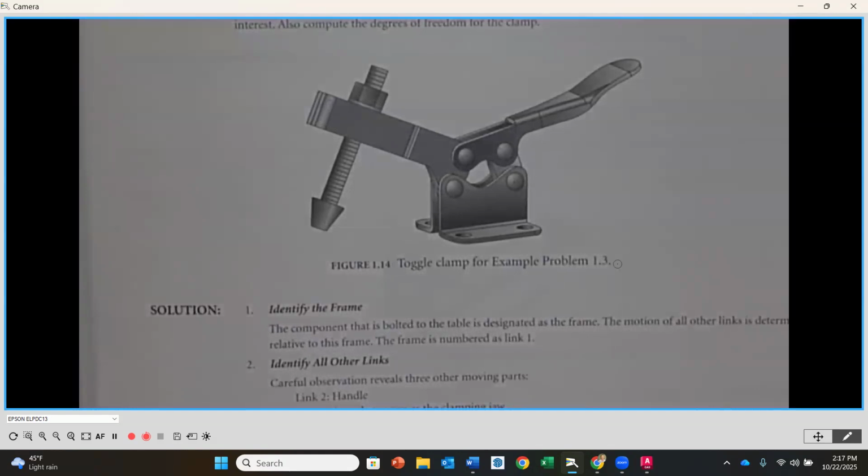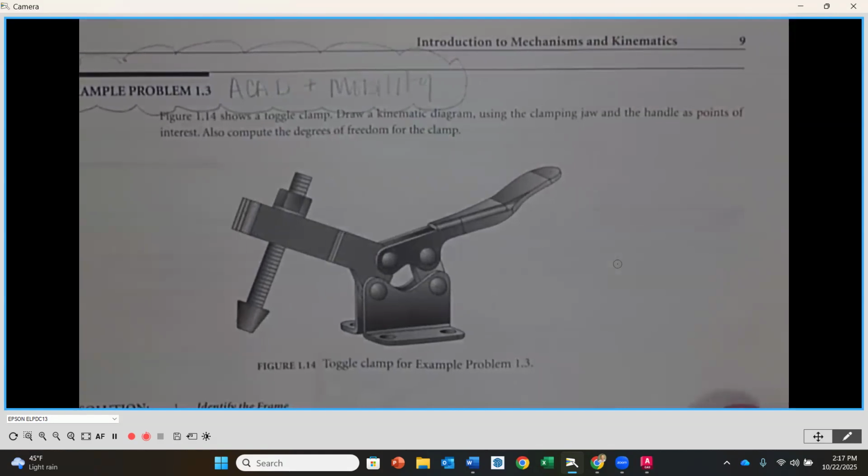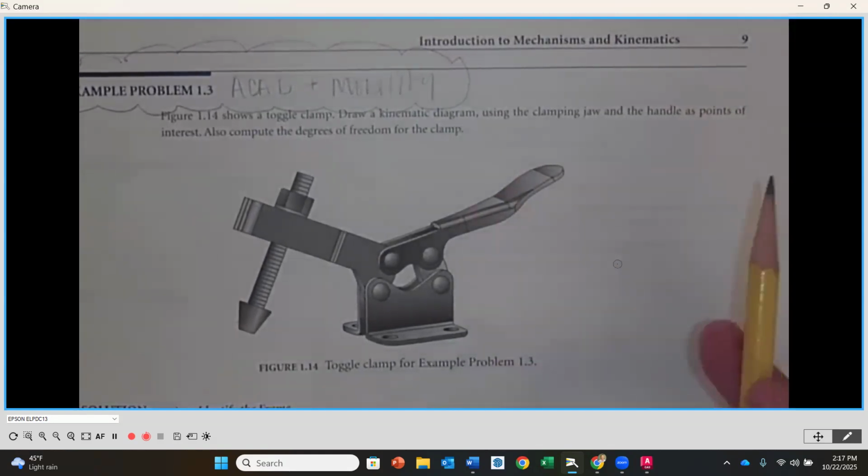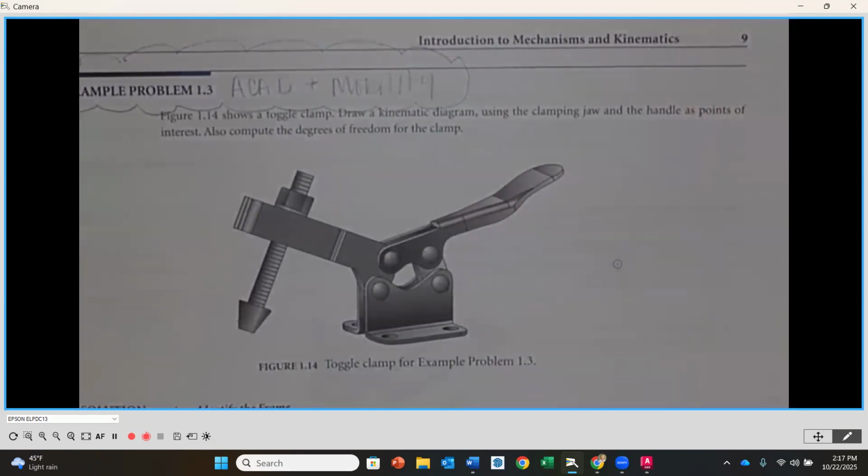Now also add your link labels and your joint labels, as well as any special interest points that you feel should be there. Actually, it says in the problem here, using the clamping jaw and the handle as points of interest. So you want to label each one of those.